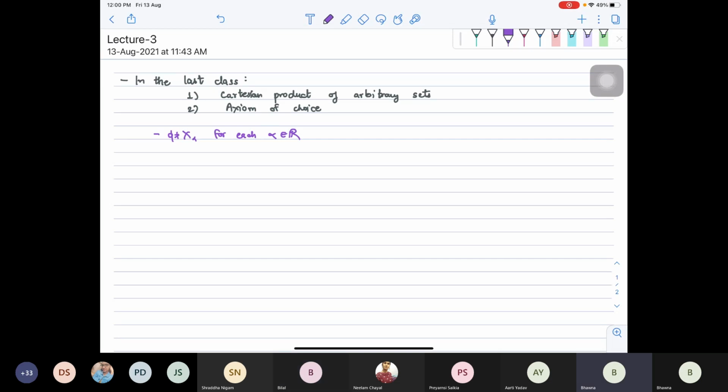Yes Bilal, please unmute. So what was the need? So that is the whole point. We had arbitrary, so uncountably many large number of sets, right? We wanted to define their Cartesian product. So it's just an example of an index set. R is an example of an index set.